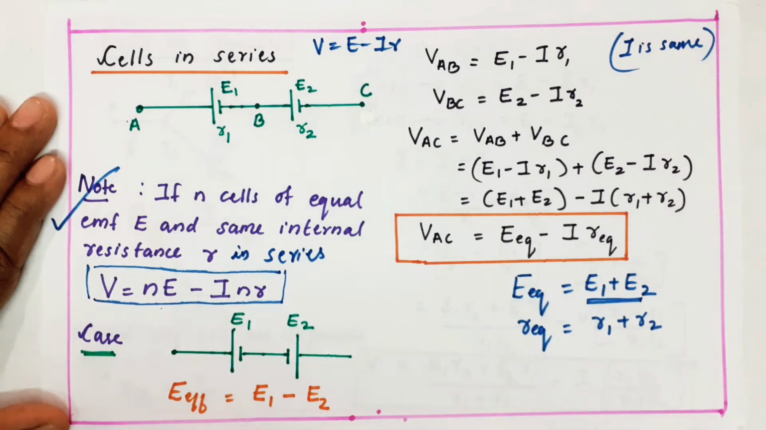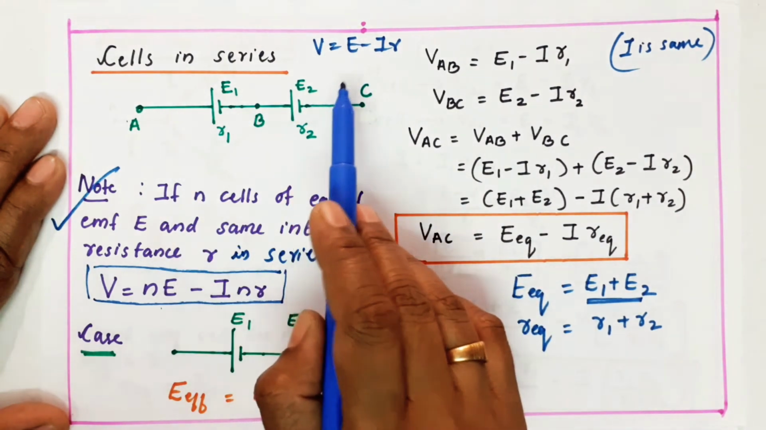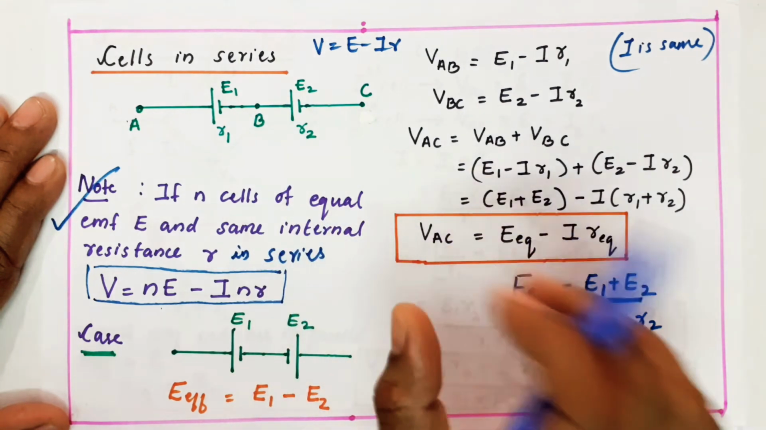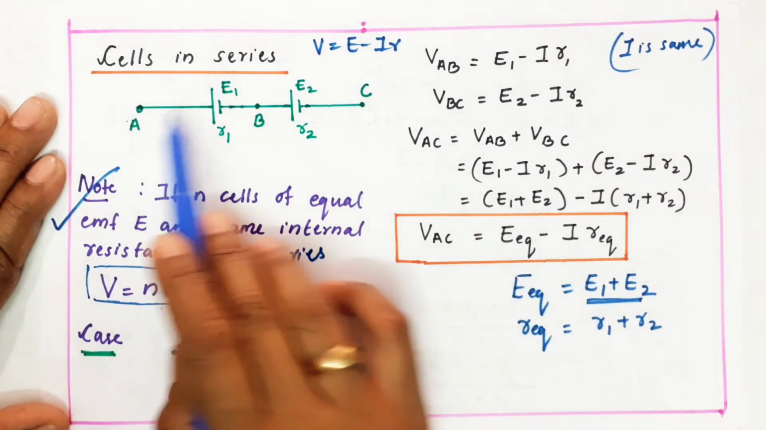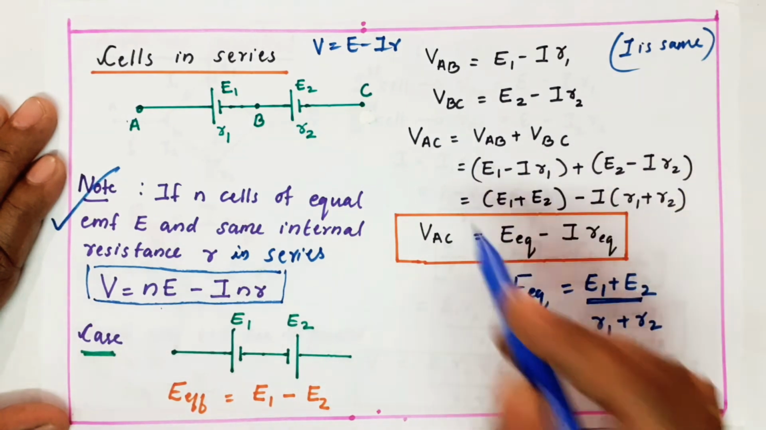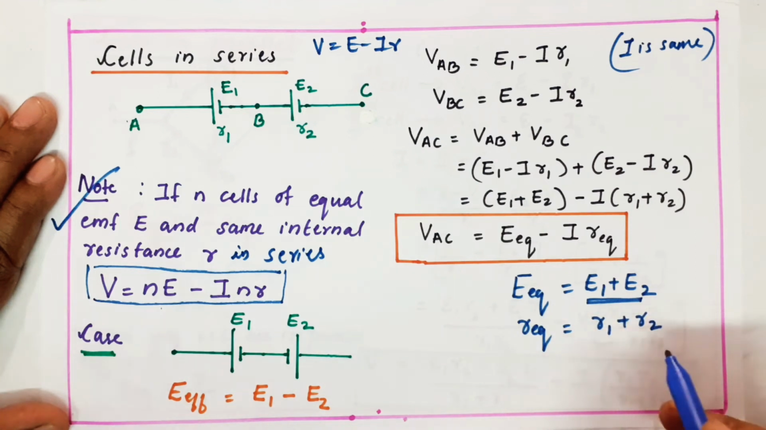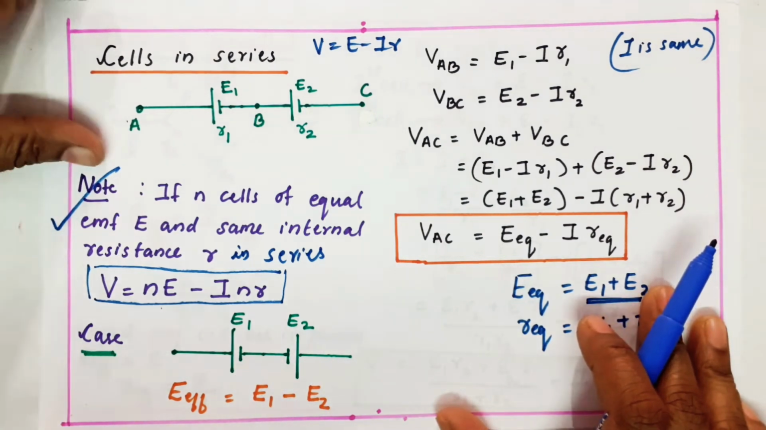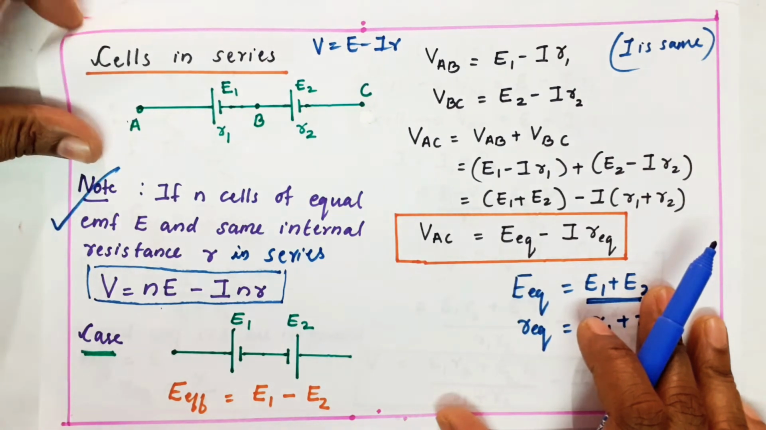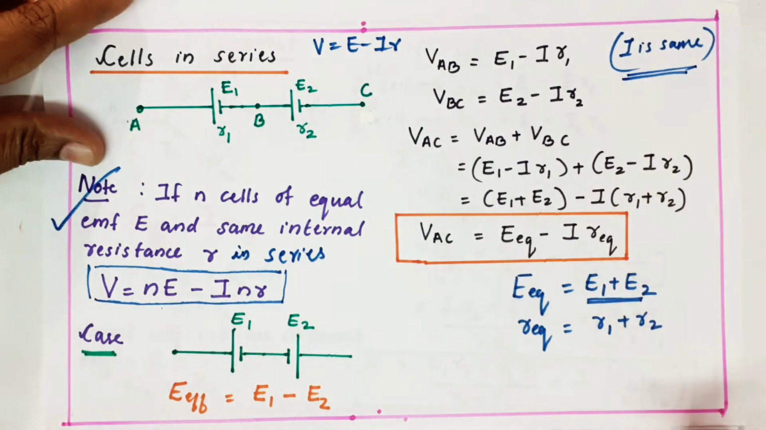So I'll repeat. I started with the equation V equals E minus IR. I used two cells and found the potential difference of each cell separately. From A to C, I need to add VAB plus VBC. Then I got E equivalent as E1 plus E2 and R equivalent as R1 plus R2. But if the cells are opposing, E effective I can write as E1 minus E2. Clear? Okay. And in series connection the current remains the same.